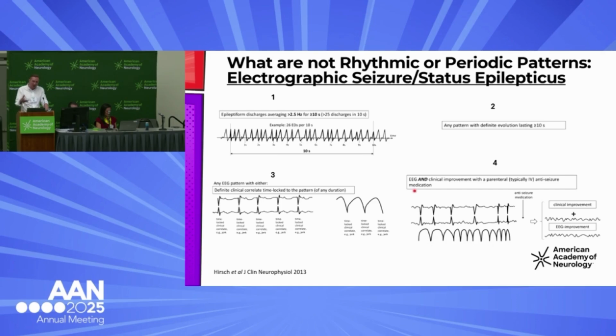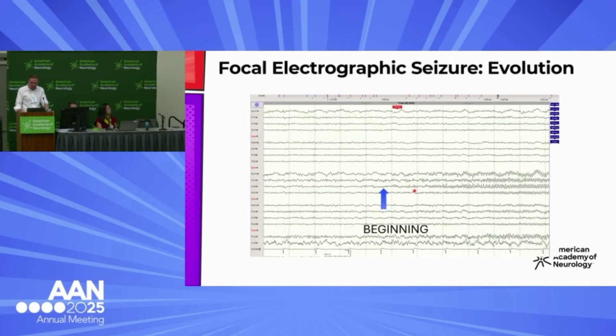So, we never like to define things based on response to treatment, but this field is still developing quite a bit. So we still have that in the criteria. So first, what is a focal electrographic seizure? What's the kind of canonical definition?